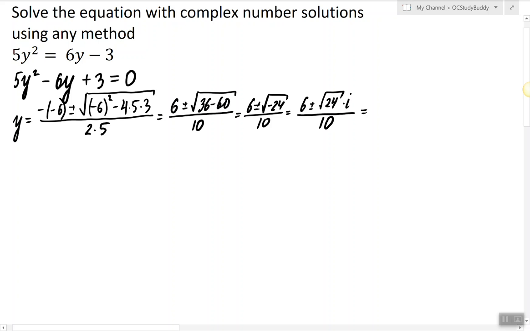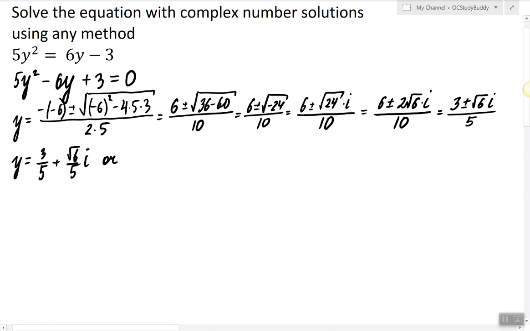And now the square root of 24 can be simplified a little bit further, so it's 6 times 4, meaning it's 6 plus minus 2 square root of 6 i over 10. And this can be reduced by 2, so it's 3 plus minus square root of 6 i over 5. So the two complex solutions of this equation are 3/5 plus square root of 6 over 5 i and 3/5 minus square root of 6 over 5 i.